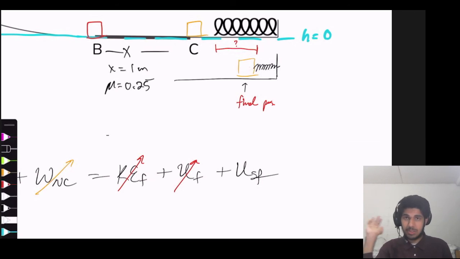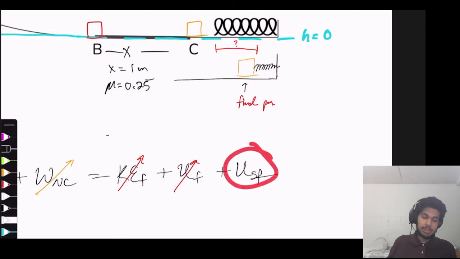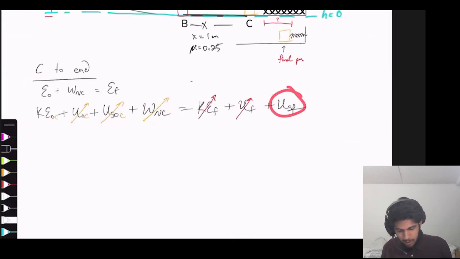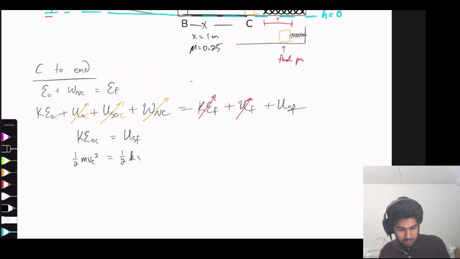But we're not concerned about what happens afterwards. We just know that there is some energy held up in there, so this term is not 0. Okay, so this simplifies things. We have KE initial at C equals U_sf, and we have equations for this: 1/2 m v_c squared equals 1/2 k x squared.